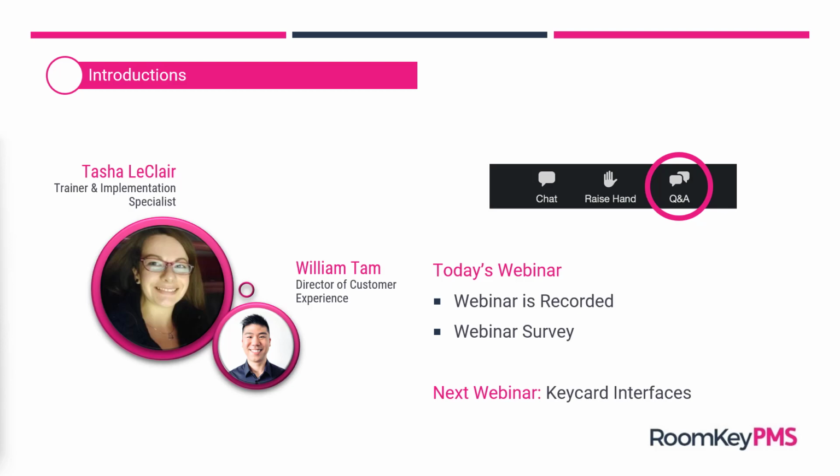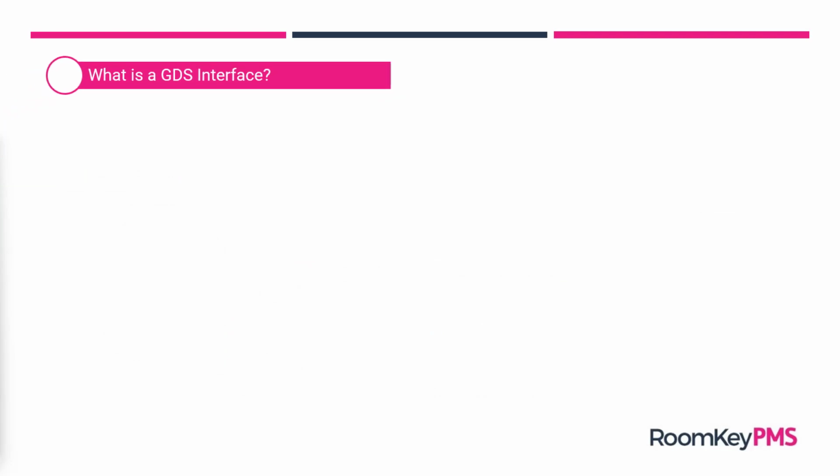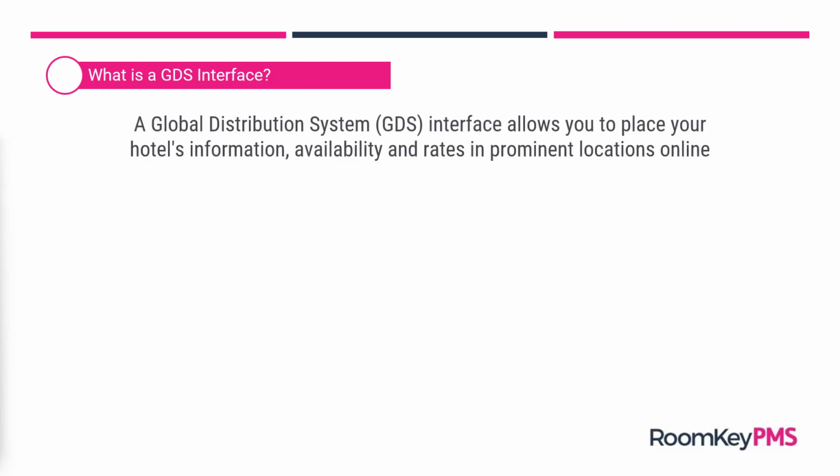So to get started with today, let's take a look at defining what is a GDS interface. Now, GDS is an acronym. I'm going to use a more narrow definition as it relates to RoomKeyPMS and specifically a GDS interface. For our purposes today, a GDS interface is a global distribution system interface that allows you to place your hotel's information, availability, and rates in prominent locations online.